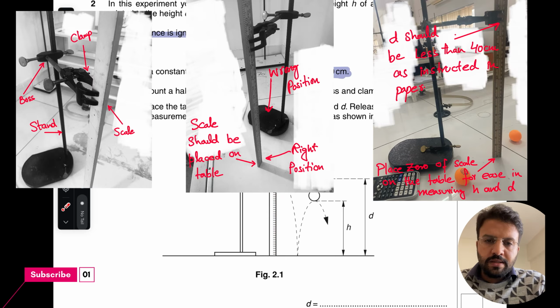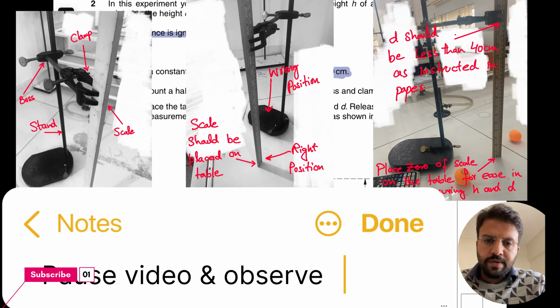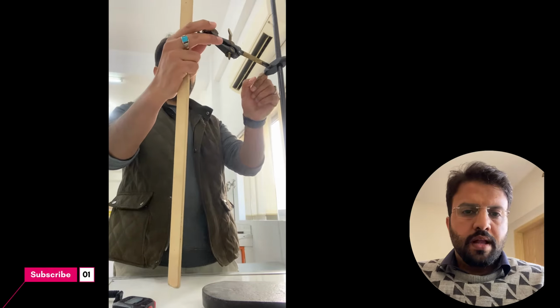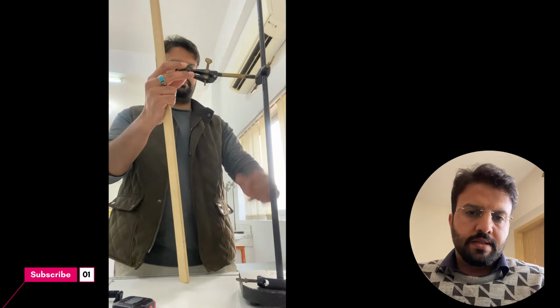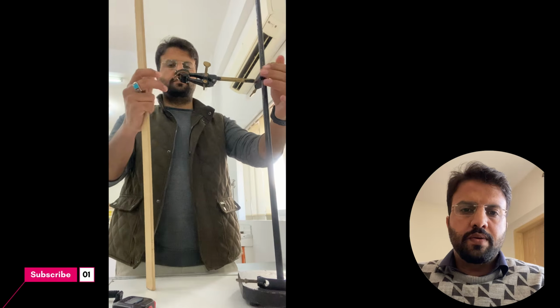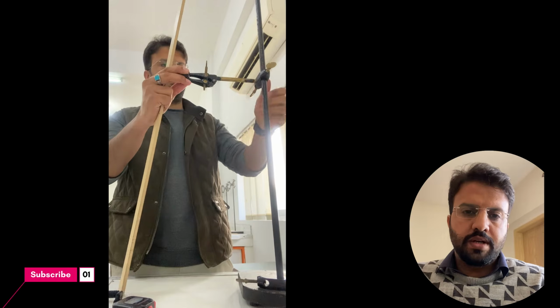So let's look at how to set up the apparatus first, then we will move forward with the experiment. What I'm doing is adjusting the scale with the help of the clamp, boss and stand, so we can take the readings of the heights h and d.